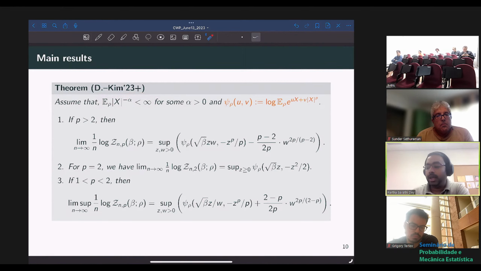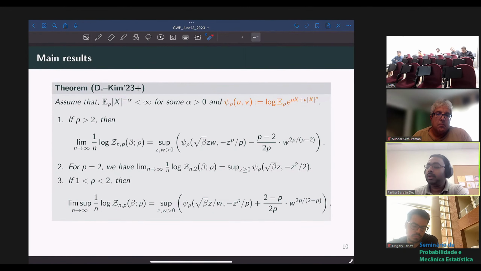So first of all, of course, we need x to be symmetric. Here I'm assuming x is from rho. Remember, rho is a symmetric measure. And we need this minimal assumption that 1 over |x|^alpha is finite for some alpha. Let's define this expectation, which is the expectation of e to the power ux minus v|x|^p. Now, in our case, v will always be negative and p will be bigger than 1. So this quantity will always make sense as long as v is negative, because |x|^p will always dominate x. As long as p is bigger than 1, this function is well defined.